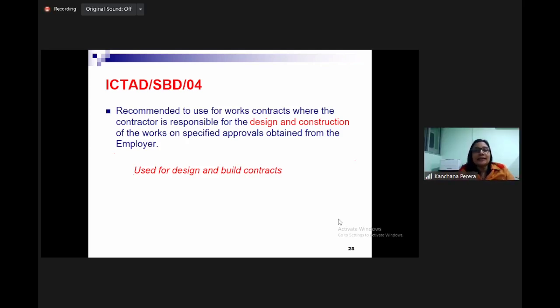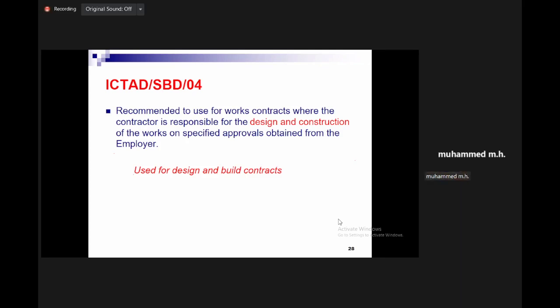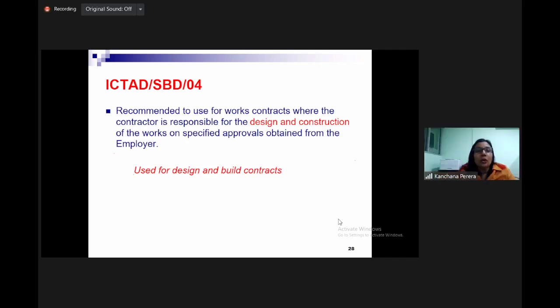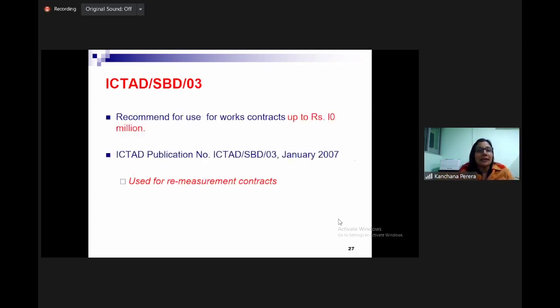Right. Anything else you would like? Yes, madam, what is a measurement contract and a remeasurement contract? There are no measurement contracts actually. All are remeasurement contracts. I will tell you. I think Mr. Suranga Jayasena has explained. Some people use measurement contracts or remeasurement contract.